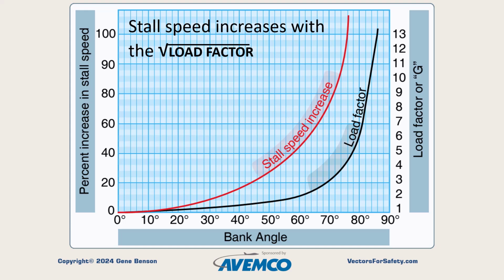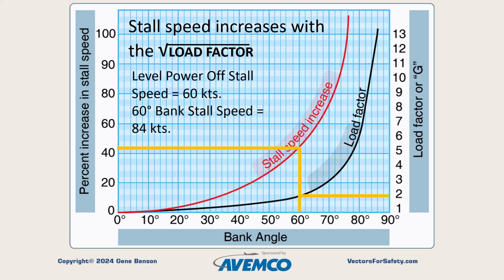If we make a turn, the stall speed will increase accordingly to how steeply we bank. To put some math into it, the stall speed increases with the square root of the load factor. If the bank angle gets to 60 degrees, let's say, the load factor is 2, so the square root of 2 is 1.4. The stall speed increases by about 40%. If our power-off stall speed was published as 60 knots, it would now become 84 knots in the 60-degree bank.